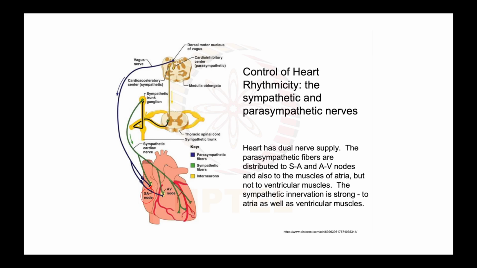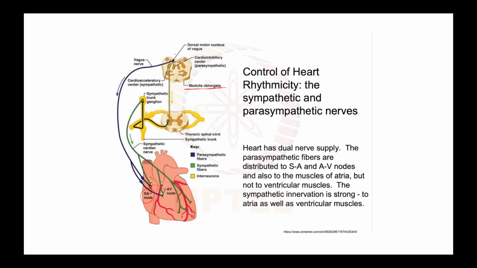Then from the SA node it goes to the AV node, and then it reaches throughout the ventricle via the bundle of His and Purkinje fibers. So how do these points get excited? The signal these points are getting comes from the brain, from the medulla oblongata part of the brain, where the motor neuron gives the signal to the SA node.